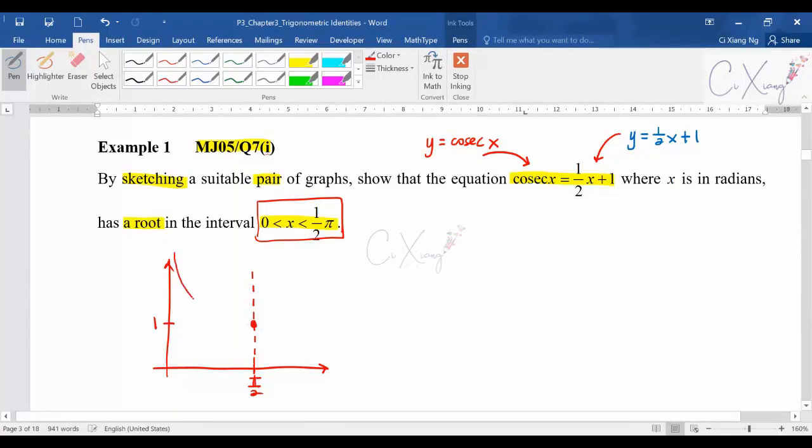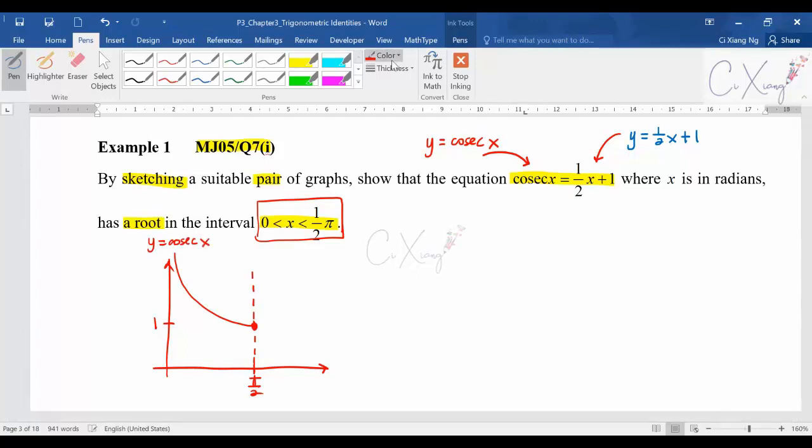So that means the graph will look something like this, and then after that you go up, right? Just that for this question, they only want us to discuss until pi over 2. Therefore, I will stop here at pi over 2. So this is y equals cosecant x.